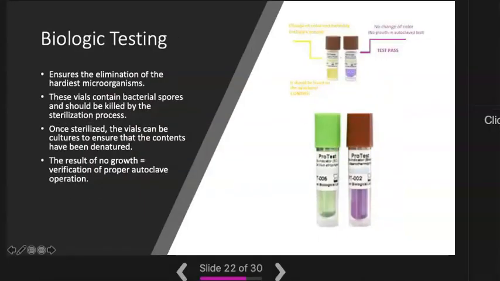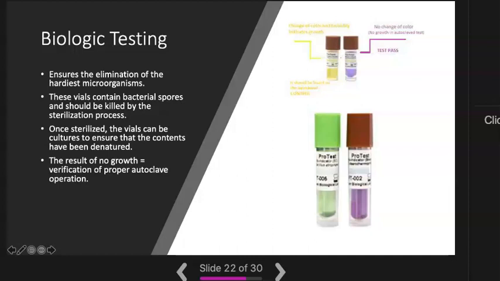Biologic testing. Because autoclaves and ethylene oxide sterilizers should be monitored for efficiency and effectiveness of their sterilization practice, it is important to introduce biological testing to your standard operating procedures. Sterilization eliminates the hardiest of microorganisms. This absence will ensure that your patient is safe when in contact with any instruments for surgery.